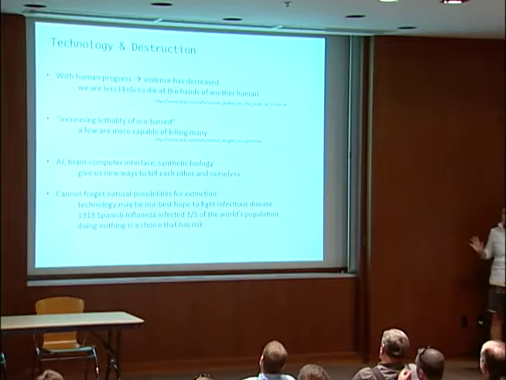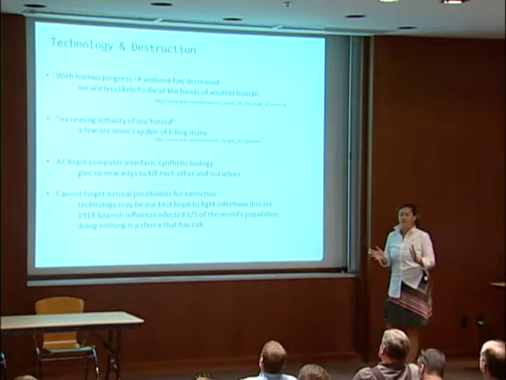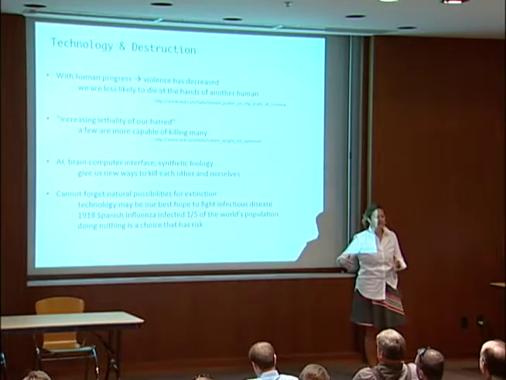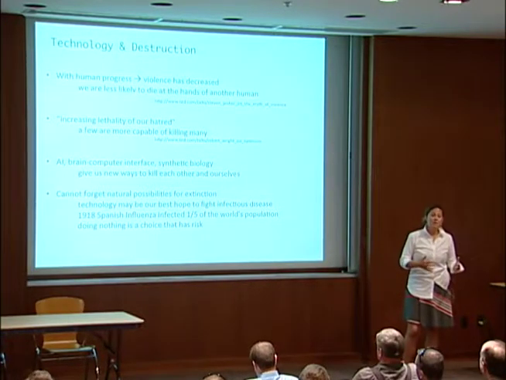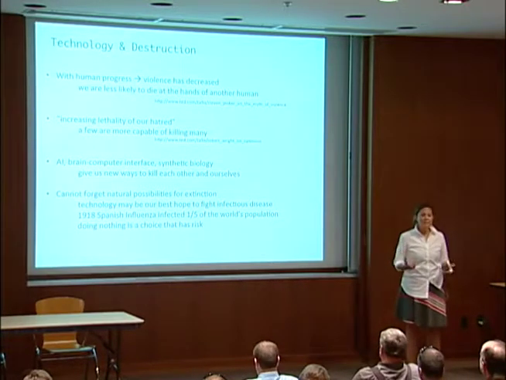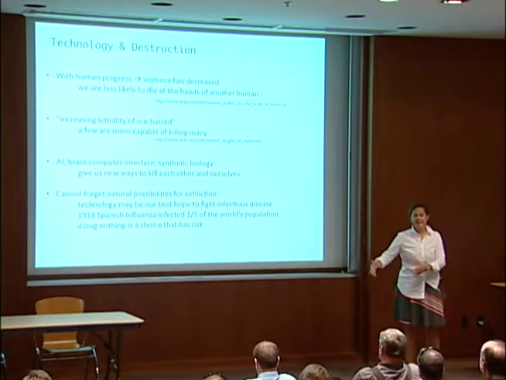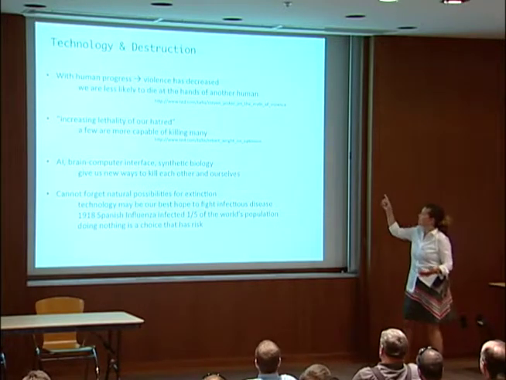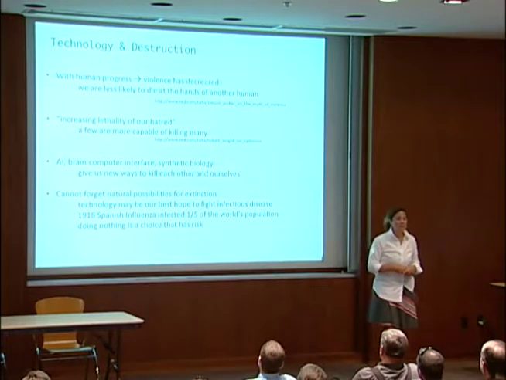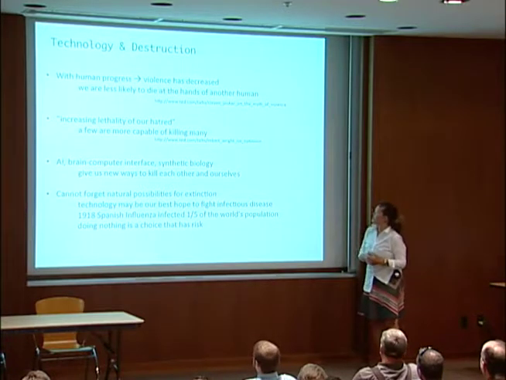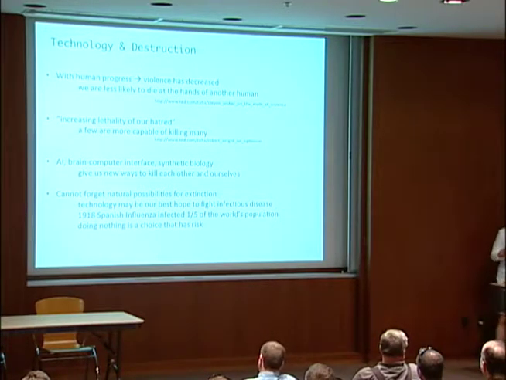Let's first talk about technology and destruction, okay? On one hand, as technology has progressed, some argue that human violence has actually dramatically decreased. That right now we are much less likely to die at the hands of another human than our pre-technology predecessors, and that this has gradually decreased over time. There's a really great TED Talk by Steven Pinker who makes this argument. I recommend checking it out if you want to think more about this. But that's one statement that people argue.